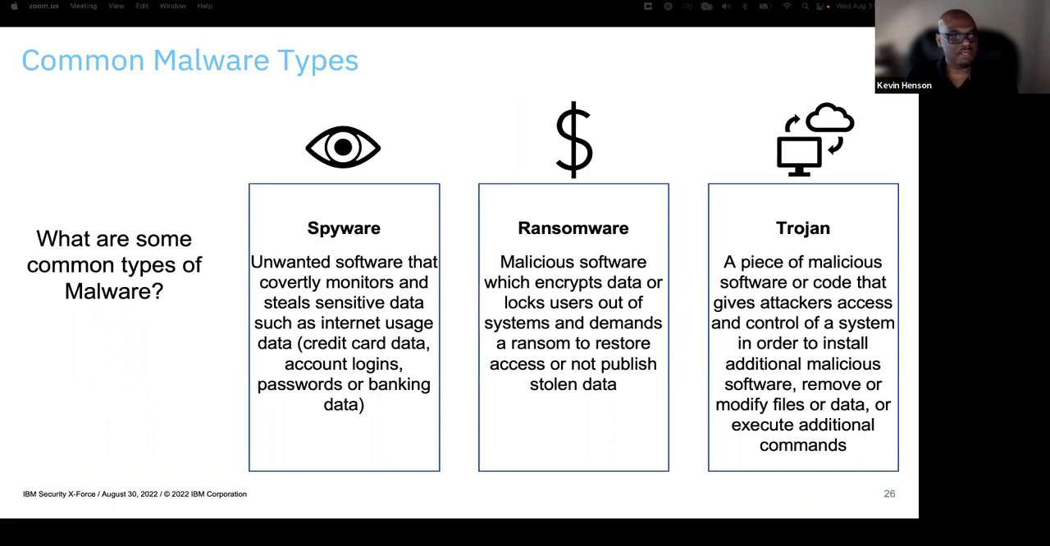The ransomware, I'm sure you've heard of ransomware in the news. Ransomware is used to encrypt systems, and then they kind of extort money from the victims, saying that if you don't pay this ransom, you won't get the key to unlock your files. And then Trojans allow a threat actor backdoor access to the systems. So Trojans can be implemented in many different ways and installed in many different ways on a system.